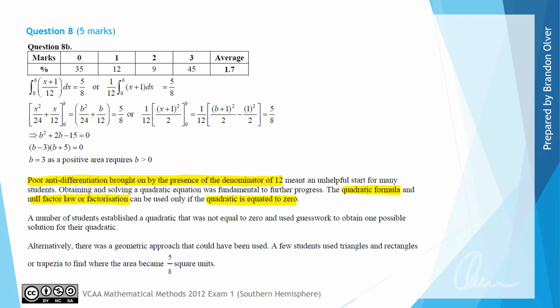A few students used a mixture of triangles and rectangles, or trapezia, to find the area where it became 5/8 square units.